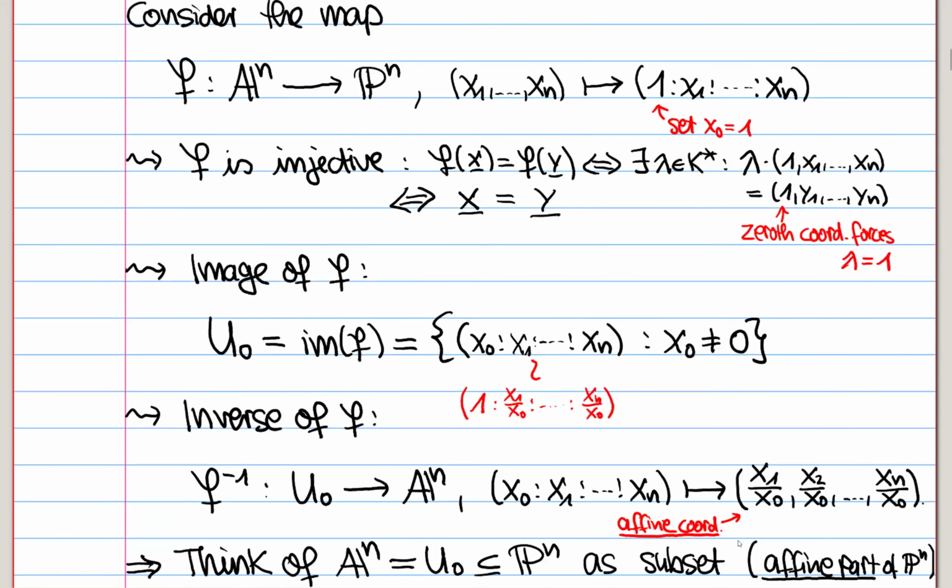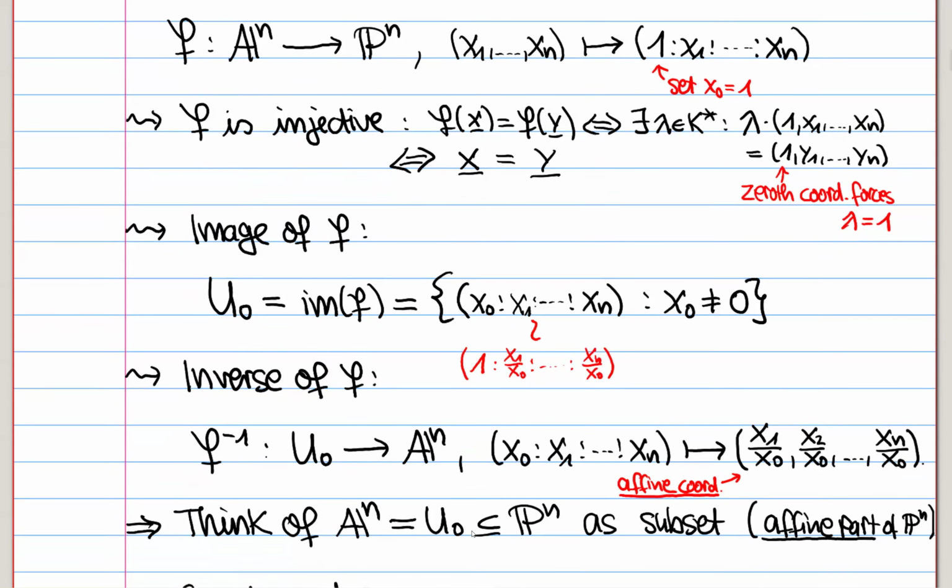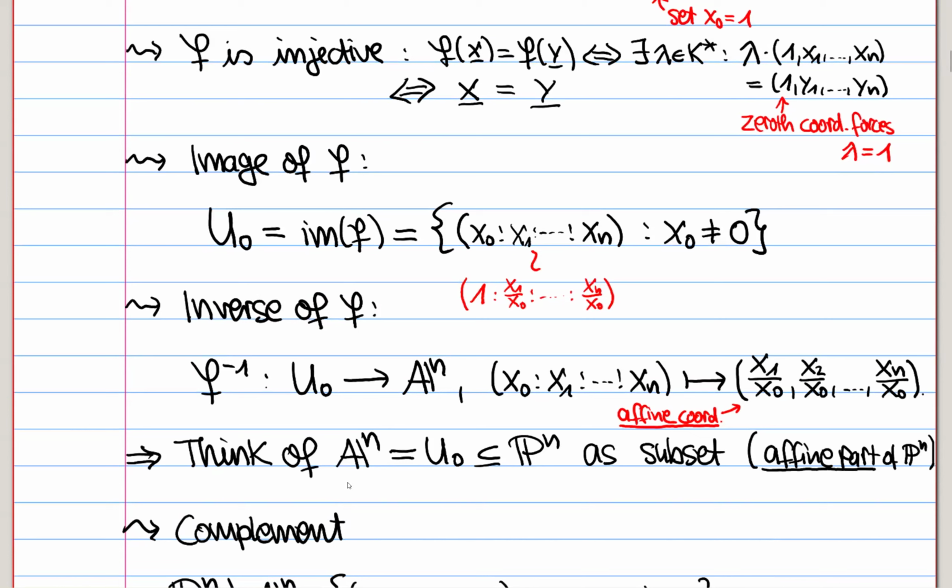And what we did here, in fact, you can also formulate it explicitly by saying the inverse of f, from U0, from its image, to A^n, sends this thing here exactly to these coordinates here. And then basically this shows that if you compose f inverse with f, then you get the identity, and similarly in the other direction. Okay, so as an upshot, you think of A^n as a subset of P^n. This is then often called the affine part of projective space.